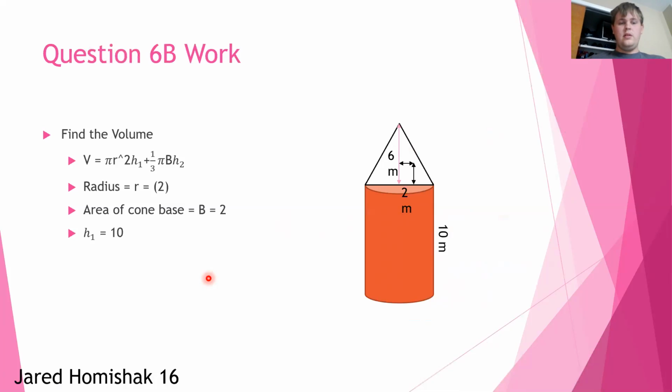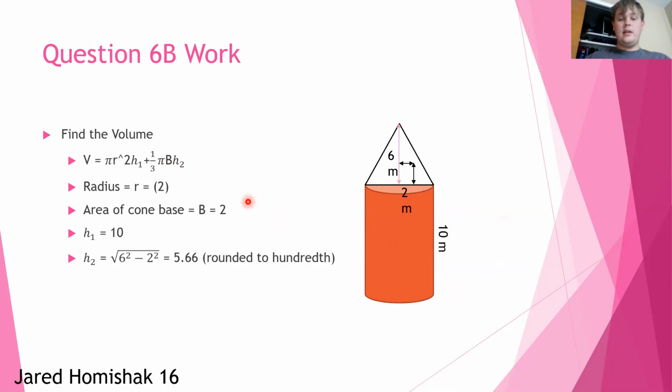Well, our volume formula here is listed here: pi radius squared times our h1, which is this height right here, plus 1/3 of the pi times b, which is our area of the cone base, and that's what 2 is referring to, and then the second height. We know that h1 is 10. We have all this right here, but we don't know what h2 is. Well, we can find that by using the Pythagorean theorem to try to find the missing side.